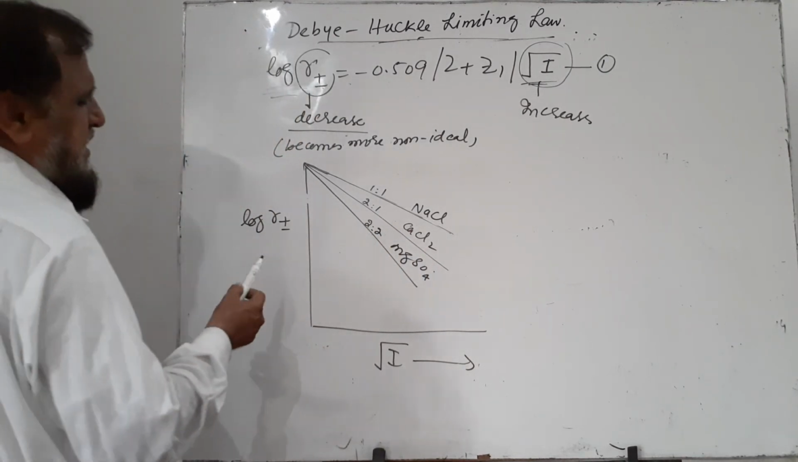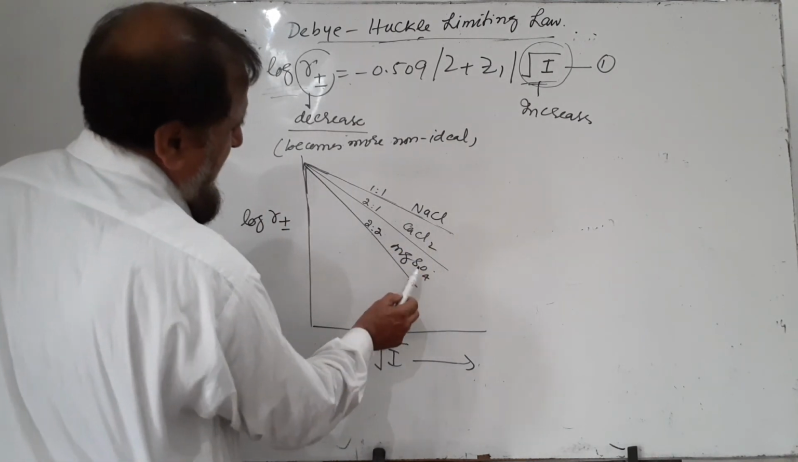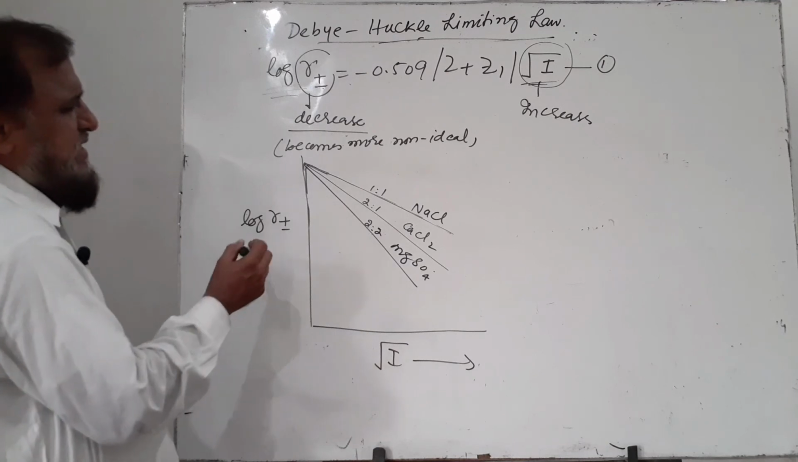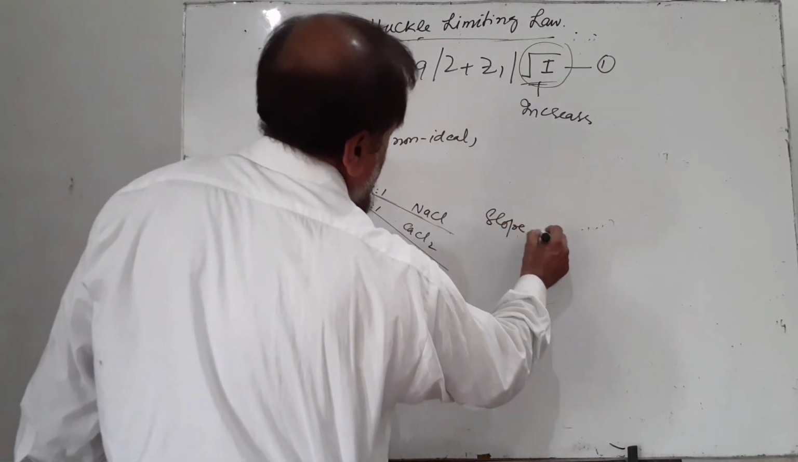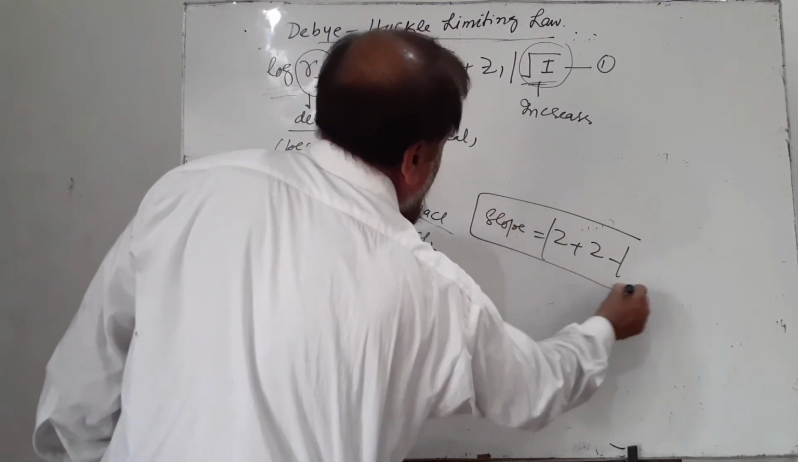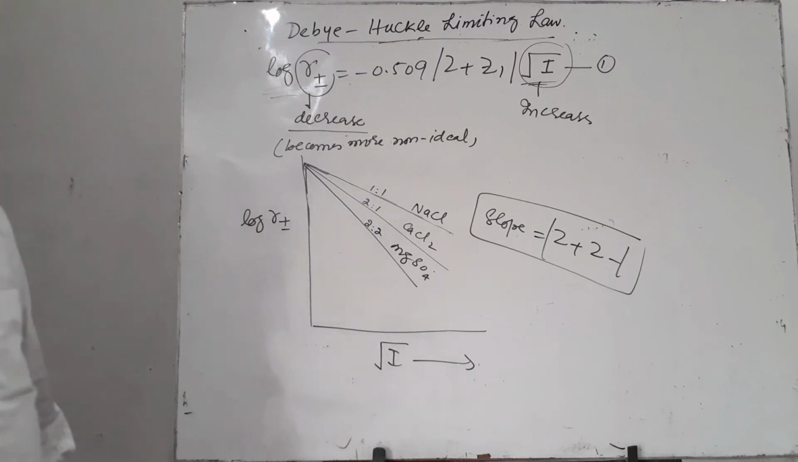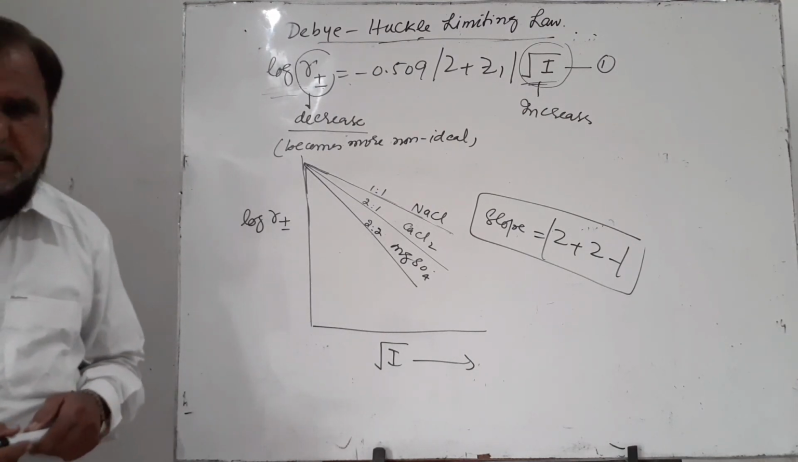Now in all these graphs, as the charges on the ions increase, the activity coefficient decreases, and the slope of these curves gives the value of z plus and z minus. The slope of each curve gives the value of z plus and z minus. Allah Hafiz.